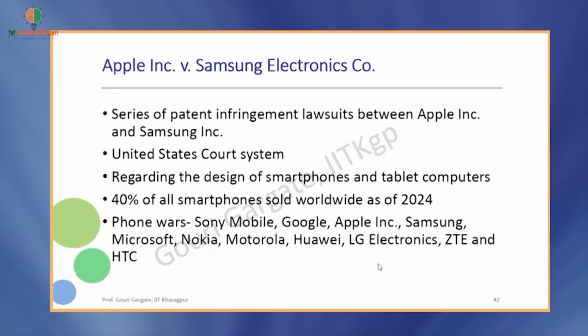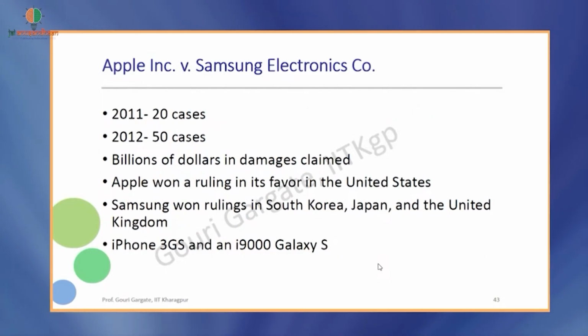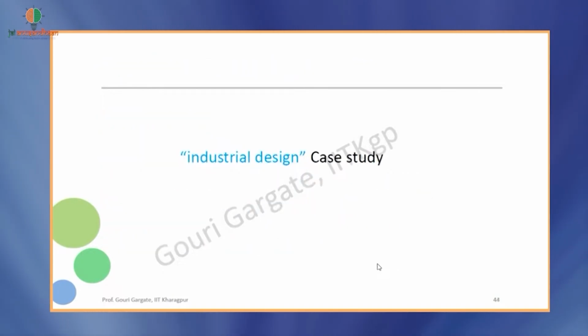A lot of cases are going on related to industrial design protection. Particularly Apple and Samsung, if you see the ruling: Apple won one ruling in the USA, and Samsung won rulings in South Korea, Japan, and the United Kingdom. You can see the iPhone 3GS and the i9000 Galaxy. They have a lot of cases going on.